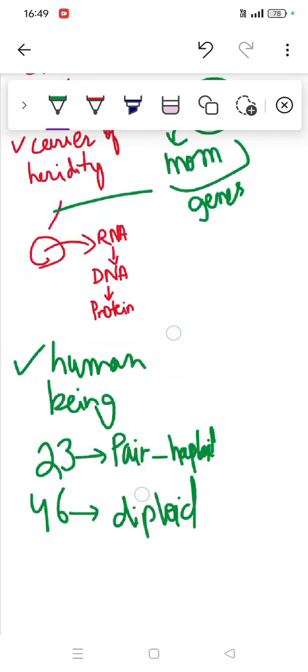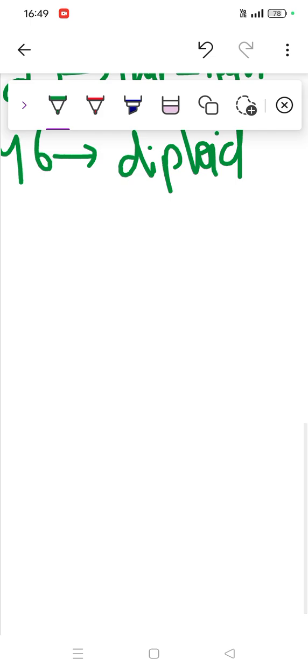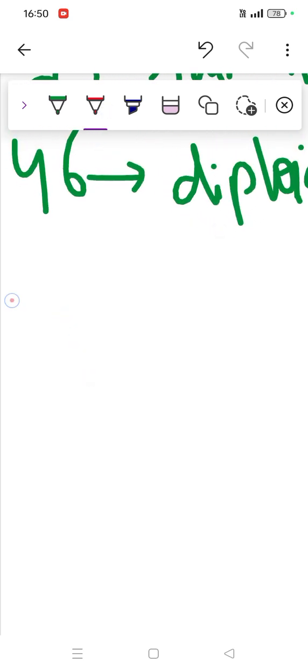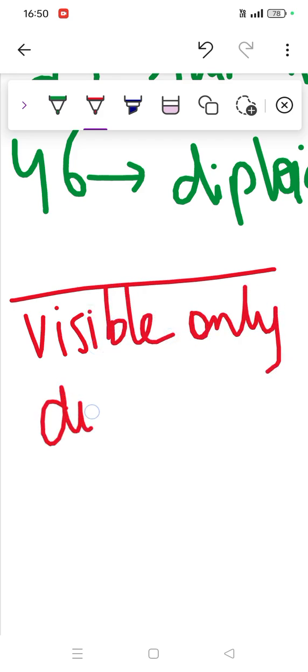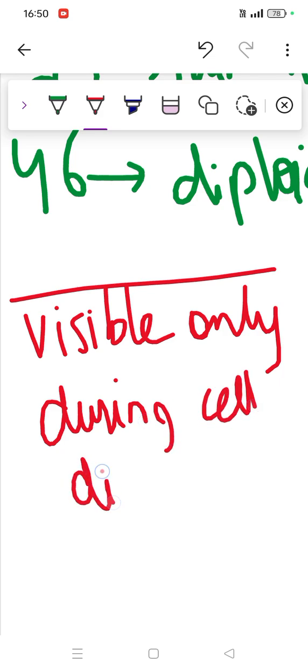So now the introduction of the chromosome: it is a thread-like structure present inside the nucleus, and it is visible only during cell division. This is also an important point. Visible only during cell division. I hope this will be very clear.